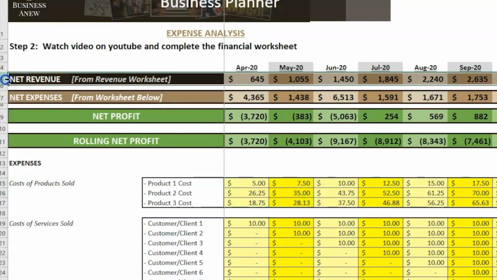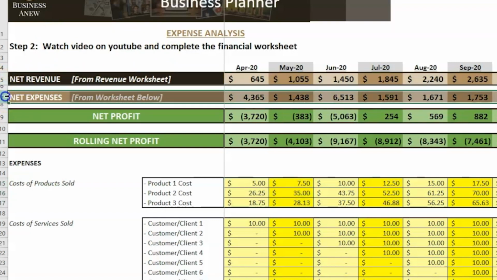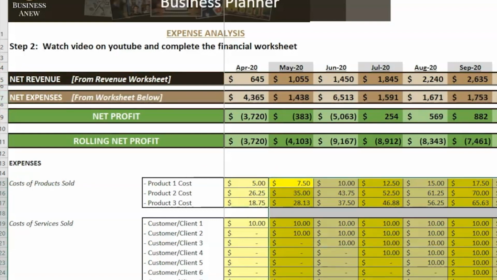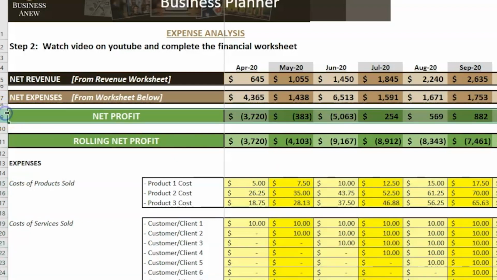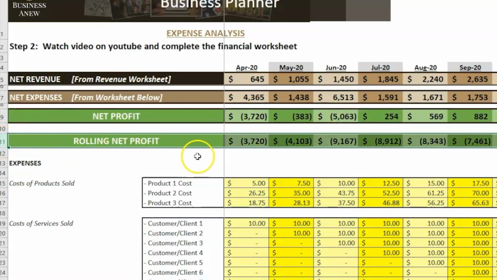So this is our net revenue. Now this is going to be the net expenses from everything that we're going to do down here. This is just kind of rolling it up and showing everything at the top. This is going to show our net profit for the month. Like you can see here, our net profit, that was a loss. We finally started breaking even in July of 2020. Again, don't mess with this. And then we're going to have a rolling net profit.